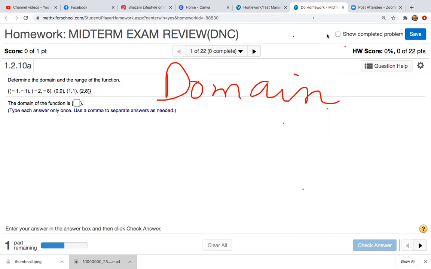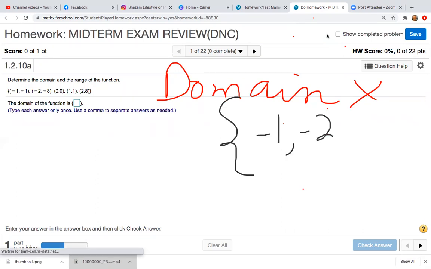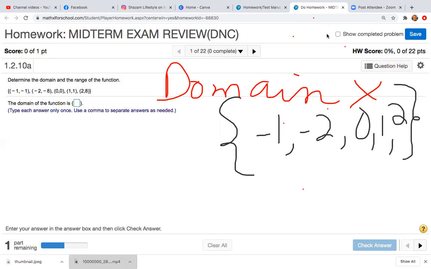So here we go. Question number 1 has to do with finding the domain and the range. Remember, the domain represents all your x's, okay, while the range represents all your y values. So for this particular question, when they ask you for the domain, it will consist of the -1 from the first point, -2 from the second point, 0 from the third point, 1, and then the +2 from the last point. If there is a repeated element, you can only use it once.